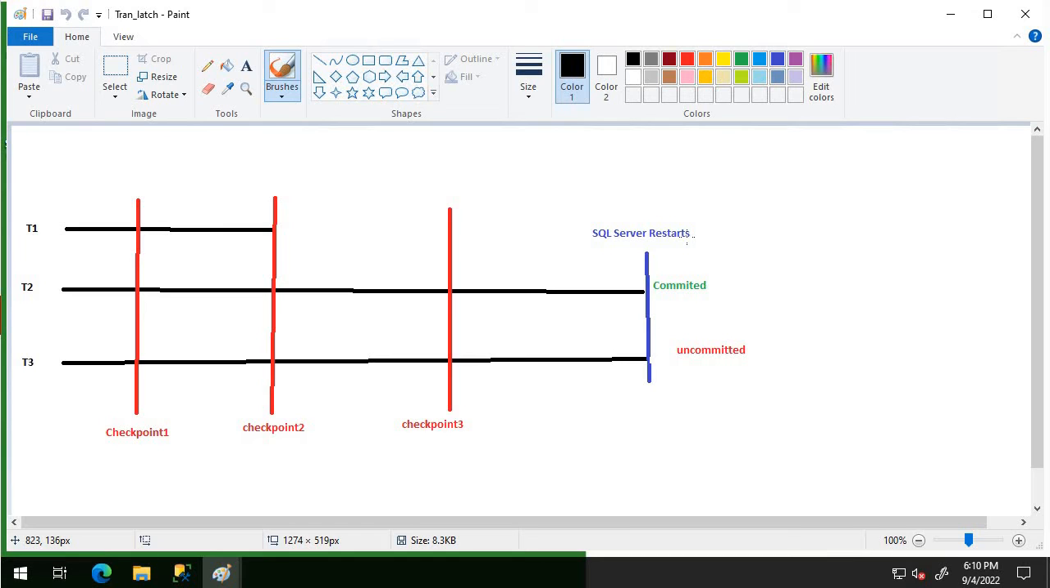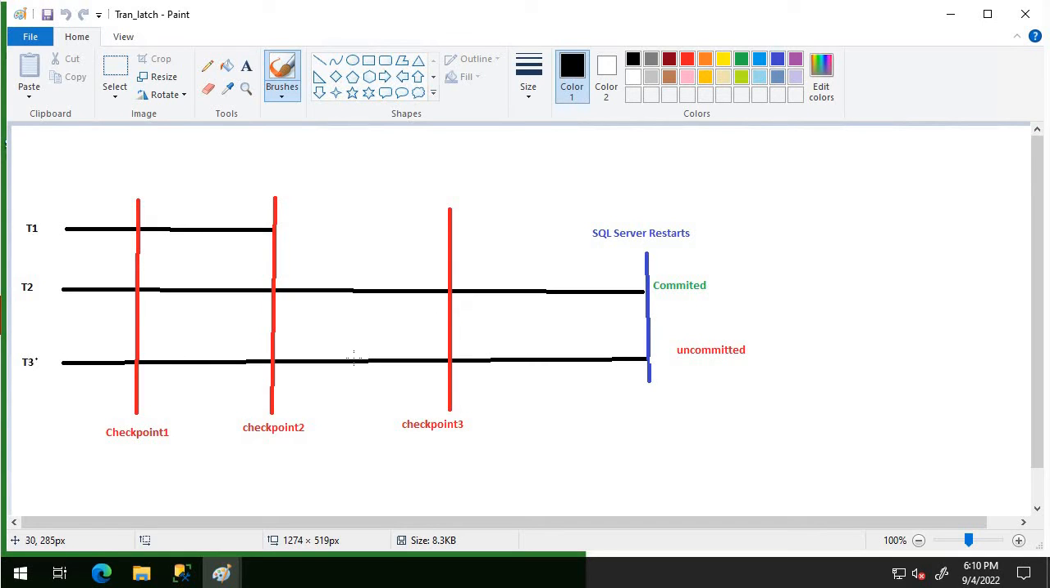So what happens is, when SQL Server comes online, it checks what the last checkpoint was, and after this checkpoint it will check what the transactions are. As far as T2 is concerned, since it is committed, it looks at the transaction log, and then it rolls forward all the pages of this particular transaction from this point, that is checkpoint 3.